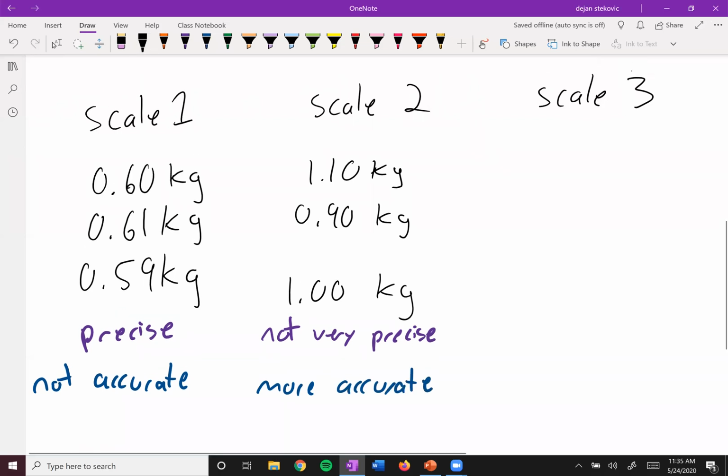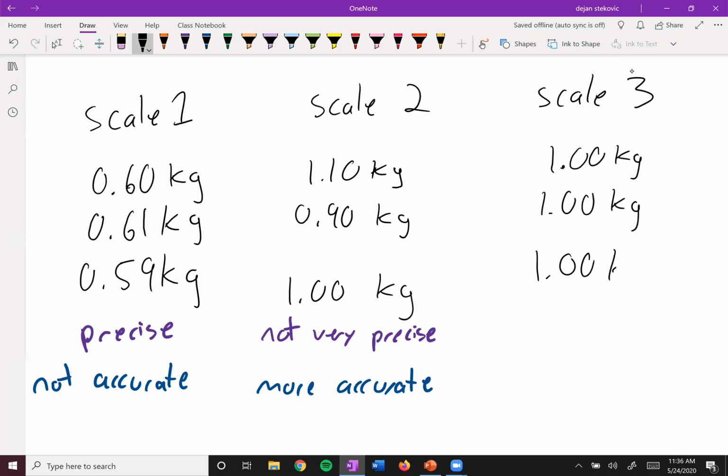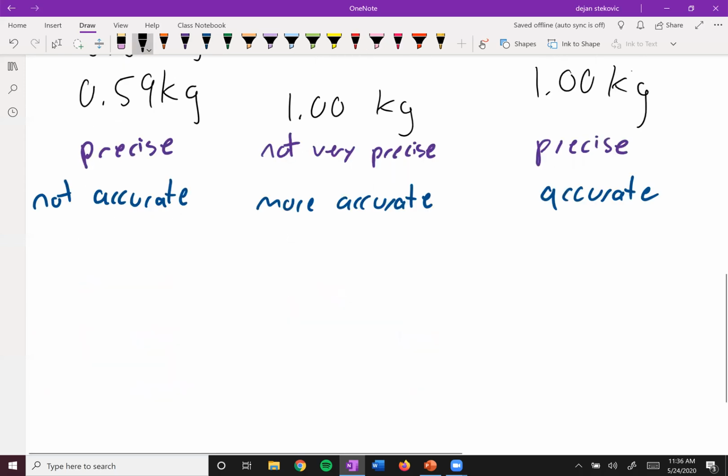And then finally, we take a look at scale 3 and it reads 1.00 kilograms, then 1.00 kilograms again, and then 1.00 kilograms again. And so this is the best scale because it's precise, right? We're getting the same reading every time. Our measurements are matching one another, and it's accurate. The weight weighs 1 kilogram. The scale is telling us 1 kilogram.